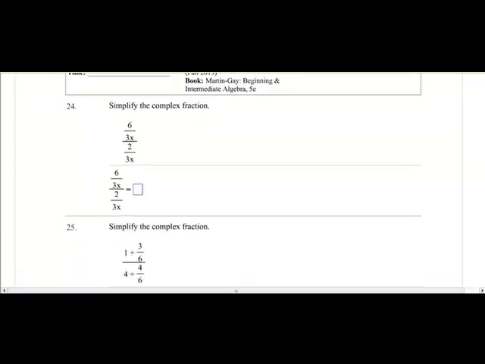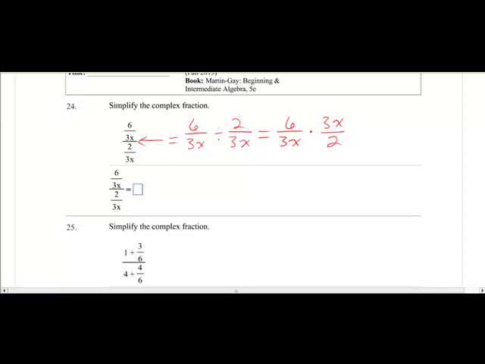Okay, simplify the complex fraction. Remember, a fraction bar is just division. It's division we haven't done yet. So this is equal to 6 over 3x divided by 2 over 3x. Well, then we know we should immediately change this to a multiplication problem by changing the sign and flipping the second fraction. And now look at what you can do.